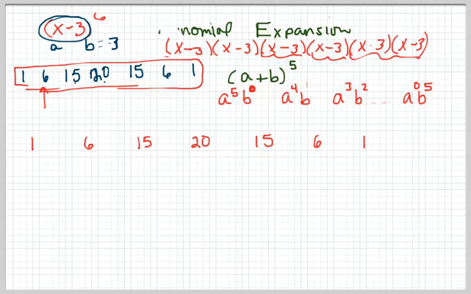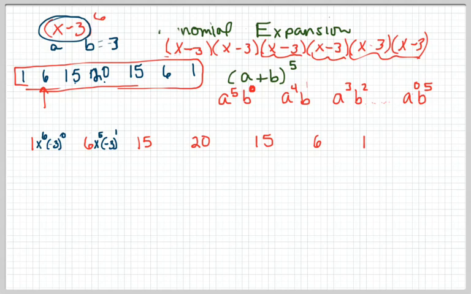This is pretty easy, and we just write, well, x is going to start off to the 6th power, and negative 3 will start off to the 0. And then x will go down by 1 degree, and the b term, the negative 3, will go up by a degree.